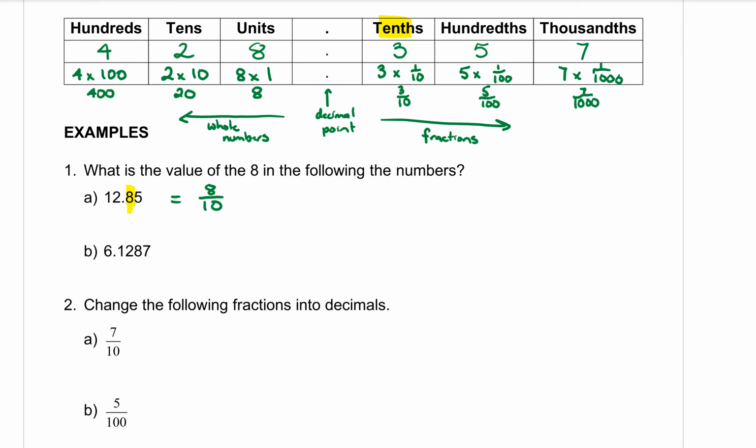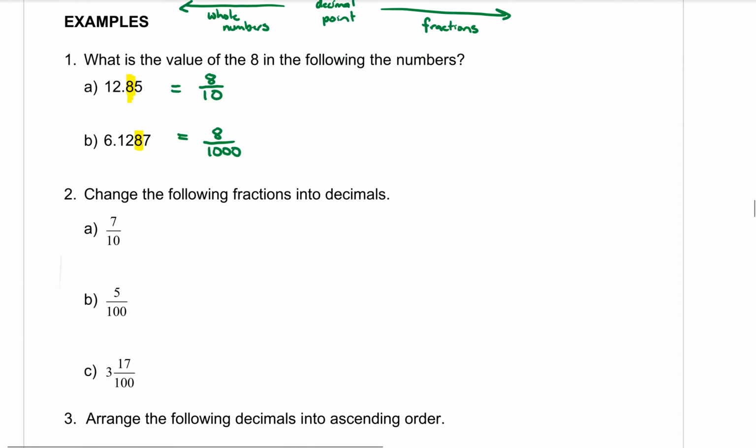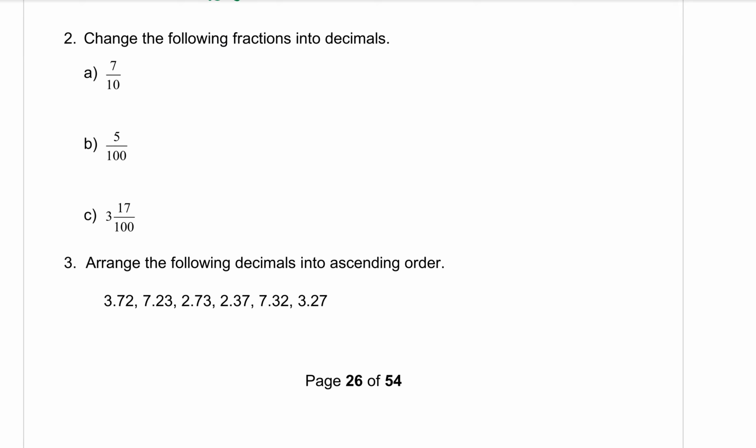Then we want to look at the second one. Again, we're looking for the value of the 8. Here it is. It is the third decimal place, which means it is a thousandth. And we can write that as 8 over 1,000. Okay, we could also go the other direction. If I give you a fraction that is over 10, that means it is a tenth. And I can put that in the first decimal place. So 7 over 10 is actually the same as 0.7.